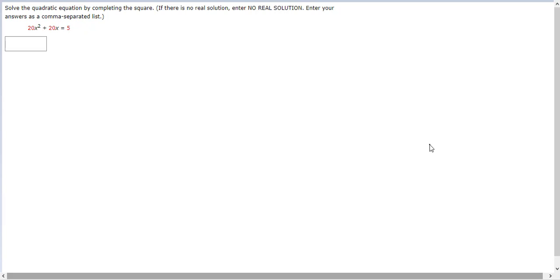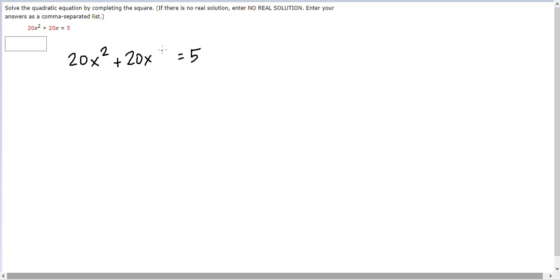Solve the quadratic equation by completing the square. So this one is a little bit more difficult than what we did in class, so that's why I've decided to make a video for this one. So you see we have 20x squared plus 20x equals 5.